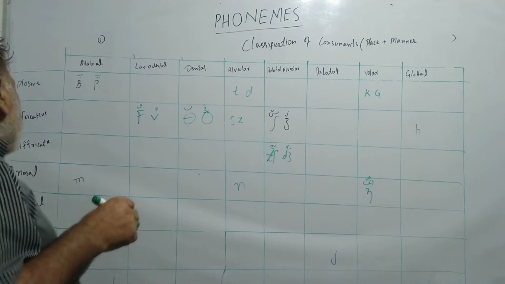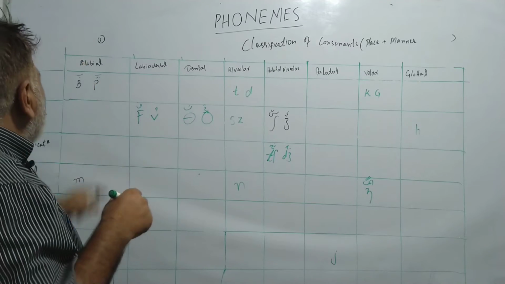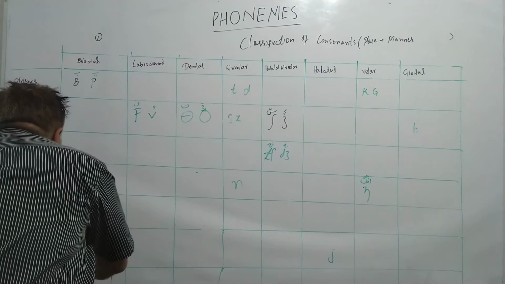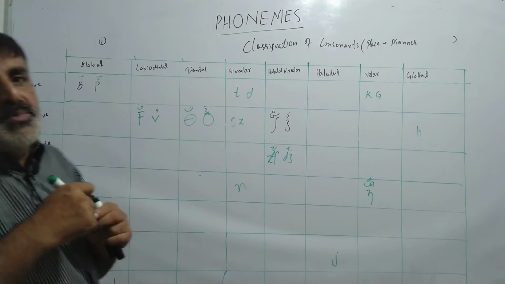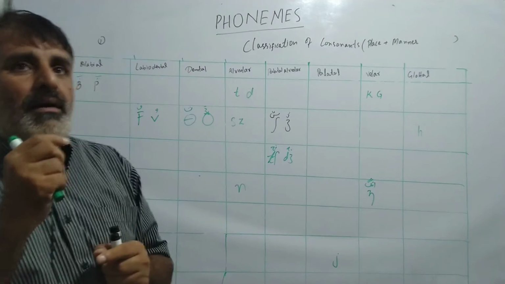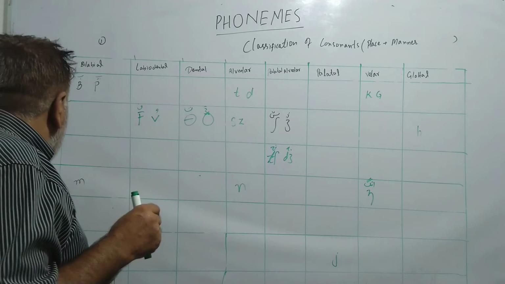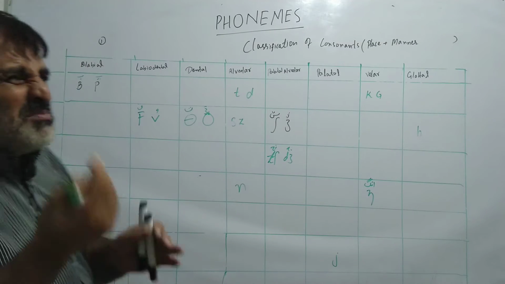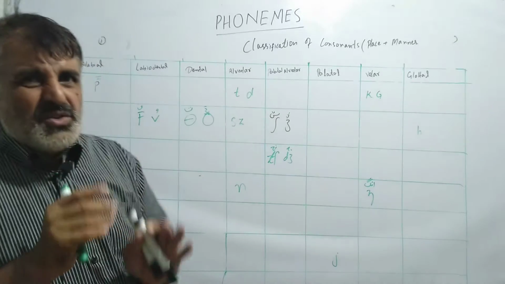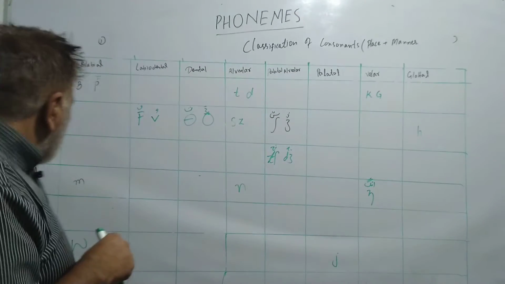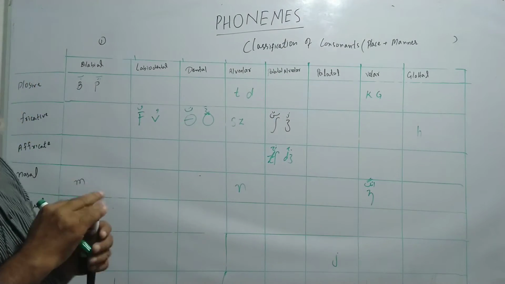Then we have some approximants. For bilabial we have the W sound. For the production of W, we use both lips, so this is why it is bilabial, but approximant. Approximant means that vowel and consonant are in a mixture, which is why they are approximants.